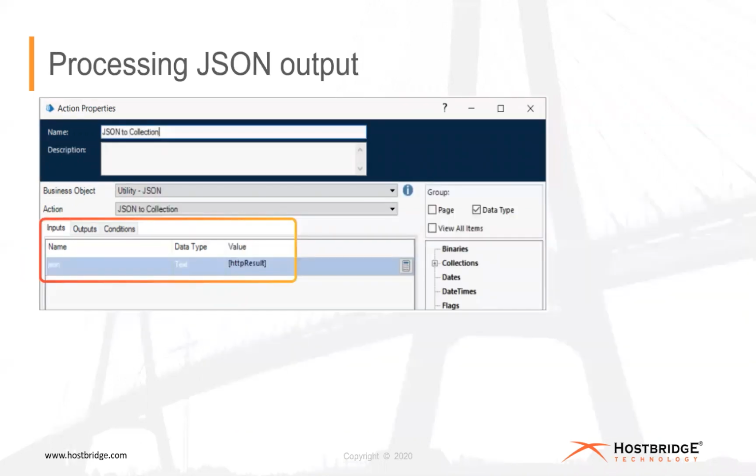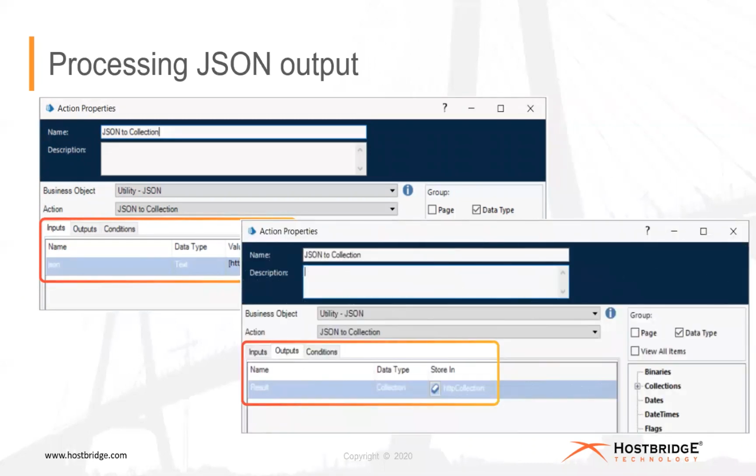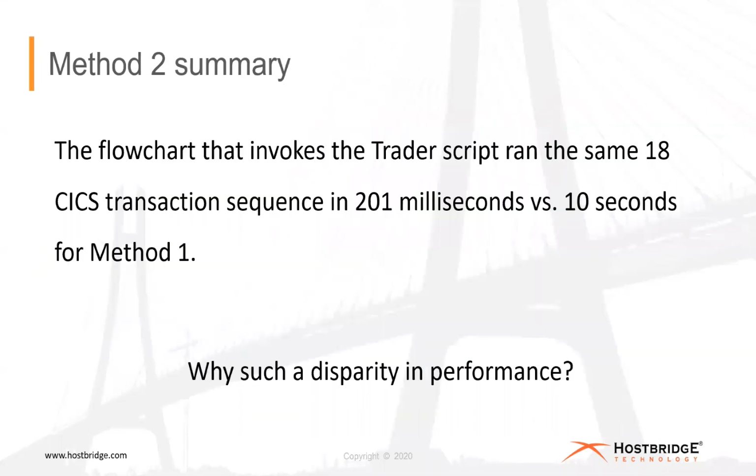Then I am going to translate that JSON document to a collection. That's very straightforward in Blue Prism. And you're done. I mean, it's that simple. That little flowchart that had those 2 nodes to invoke the trader script on the mainframe ran the exact same transaction sequence, and our response time was 201 milliseconds.